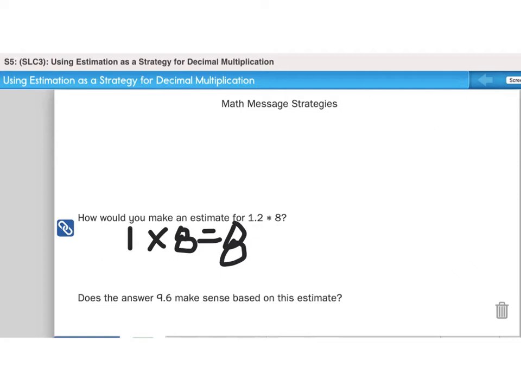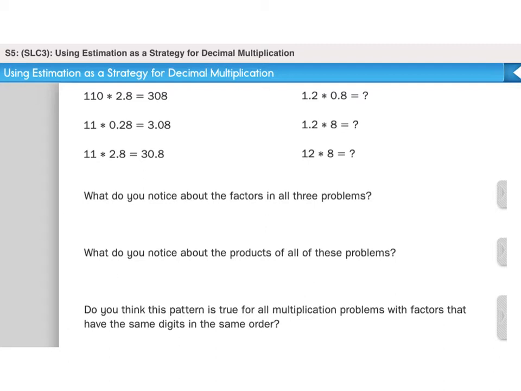So today we're going to develop strategies for multiplying decimals that are based on what we know about whole number multiplication, estimation, and powers of 10. Look at the problems that are on the left side of the page. You can see that when we multiply each of them, the answers have all of the same digits in them, 3, 0, and 8, but the decimal points are located in different spots. So they differ only in where the decimal is placed.